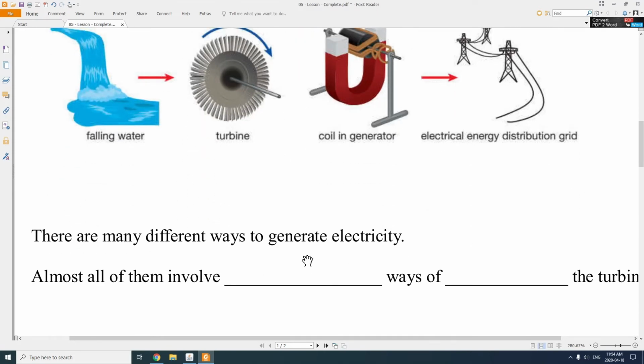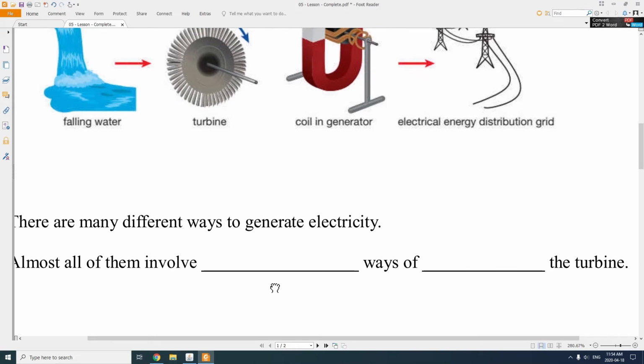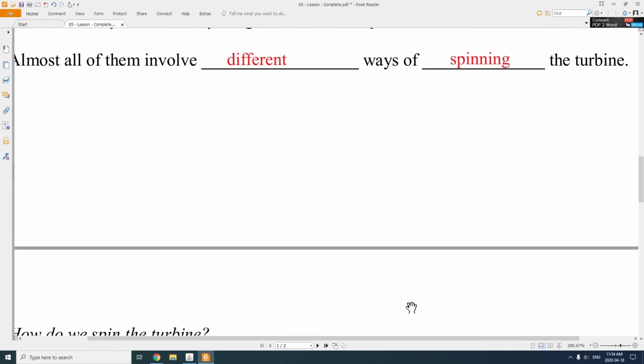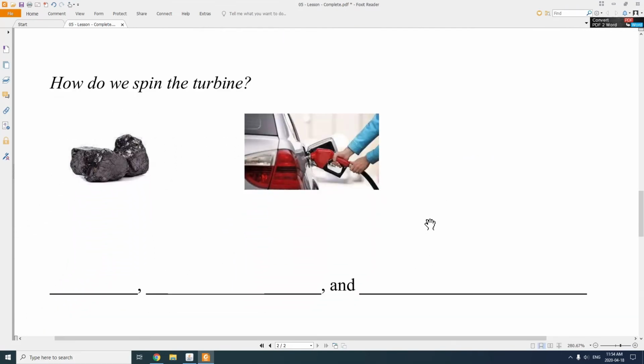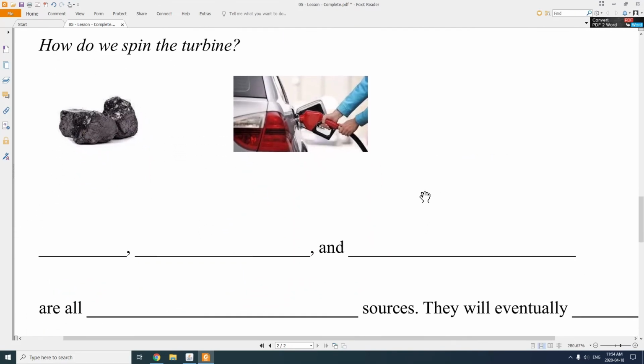All right, so we mentioned there are many different ways to generate electricity. Almost all of them involve different ways of spinning the turbine. All right, let's look a little bit more in detail here at how they spin the turbine. Right, so how can we spin that turbine? I mentioned some of the different options that we have.